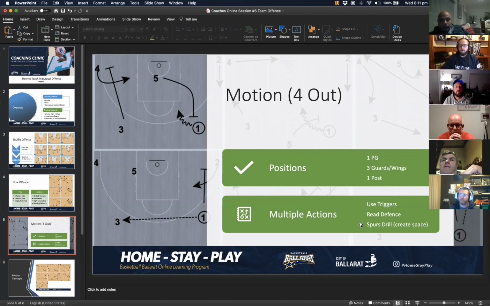Instead of a continuity offense, it uses triggers. It requires them to read defense, and I'll talk about how you can use the Spurs drill to create space later. But it's a much more read and react. Now, that's not to say that the shuffle has no read and react concepts. It's not to say the flow doesn't have any read and react concepts either. It's just more based on reading what the defense gives you than anything else, because it's a little bit more figured out as you go along.